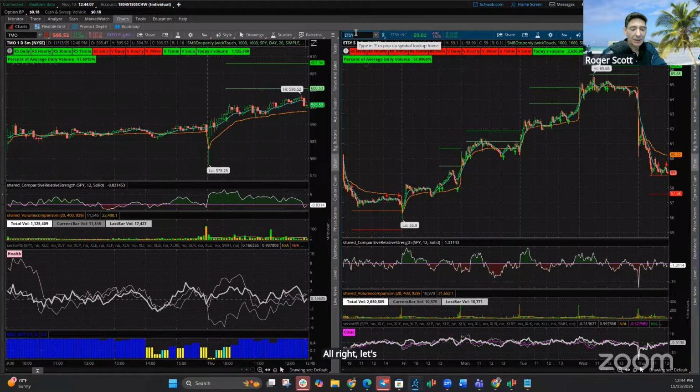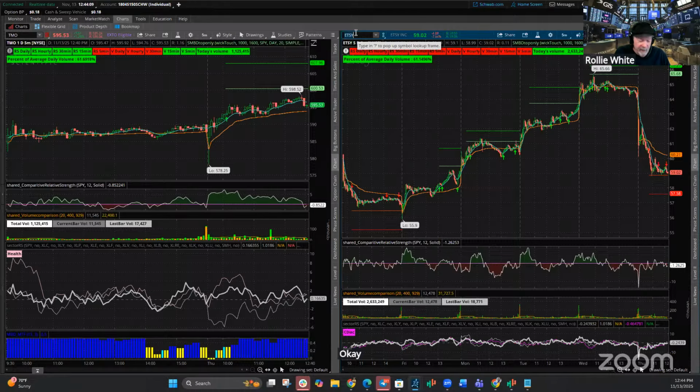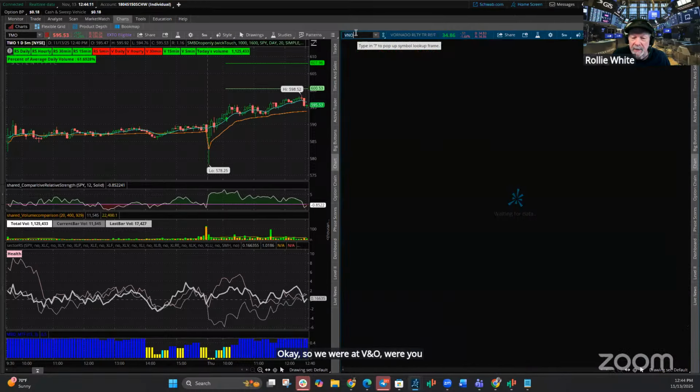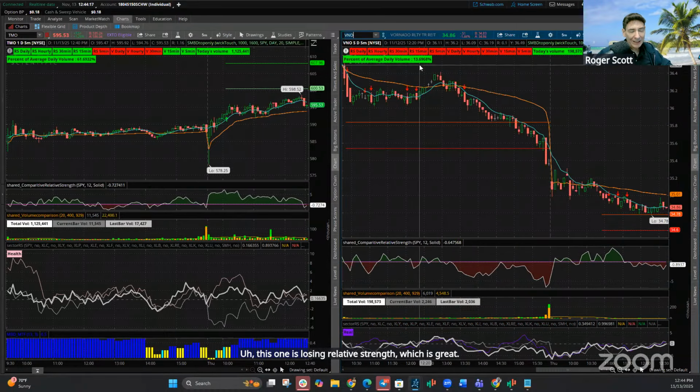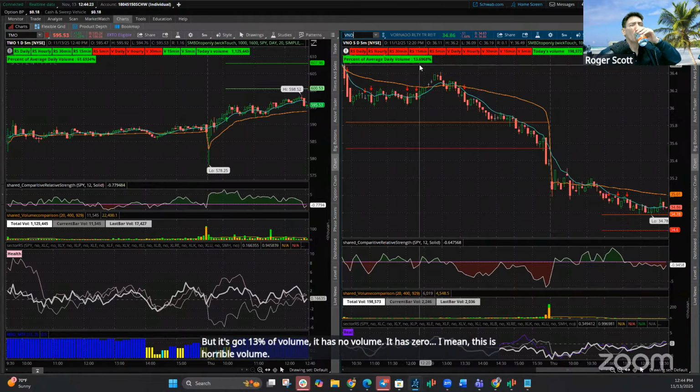Let's continue this. So we were at VNO. Were you finished with that one, Roger? I don't know yet. Let's go back here. This one is losing relative strength, which is great, but it's got 13% of volume. It has no volume. I mean, this is horrible volume. It's a big red flag.